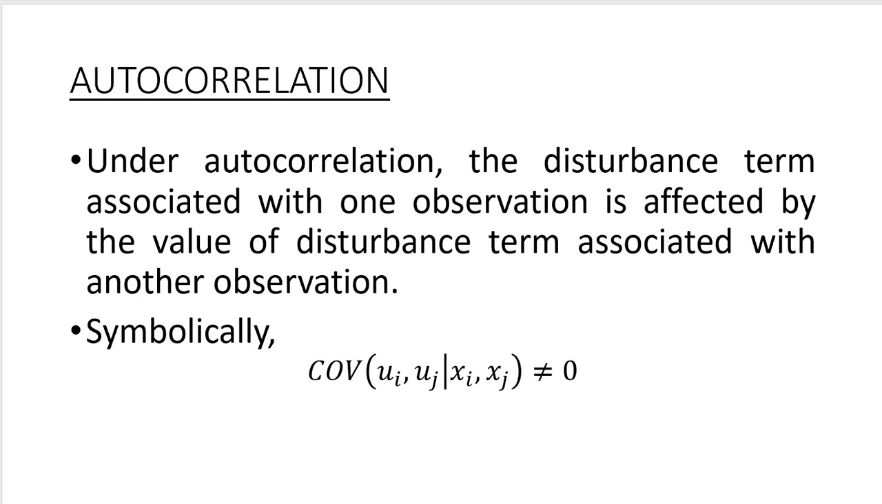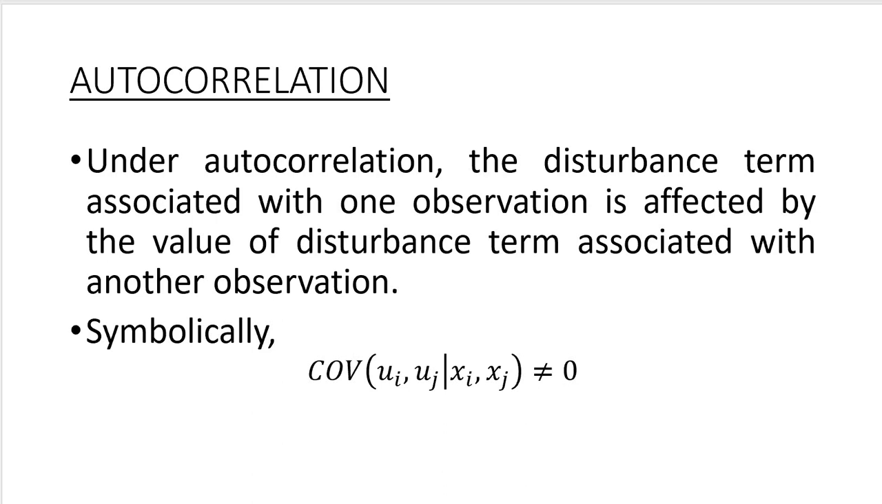So first of all, a quick reminder: autocorrelation occurs when the disturbance term associated with one observation is affected by the value of the disturbance term associated with another observation, typically one of the previous observations. Symbolically, we can say that the covariance between the error term in period i and the error term in period j, or the error term associated with observation X_i and the error term associated with observation X_j, is not equal to 0.